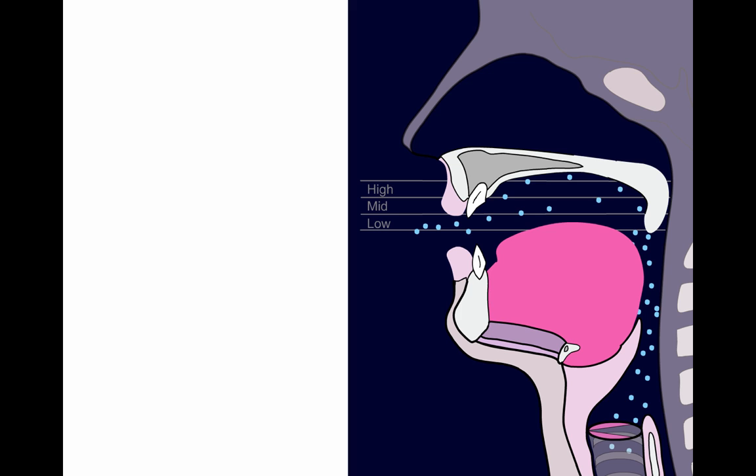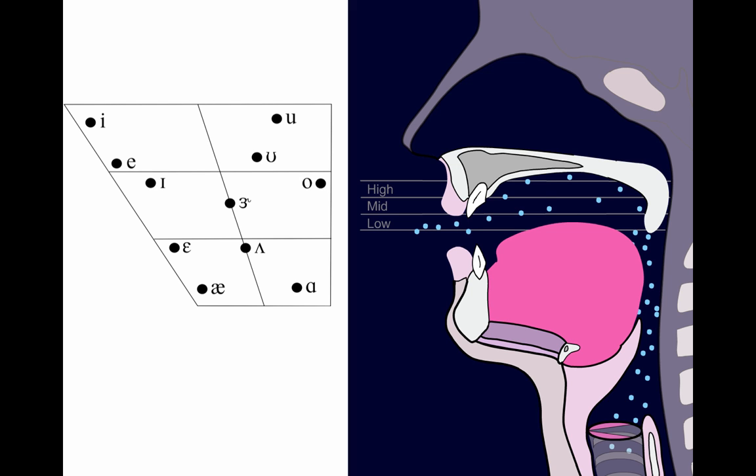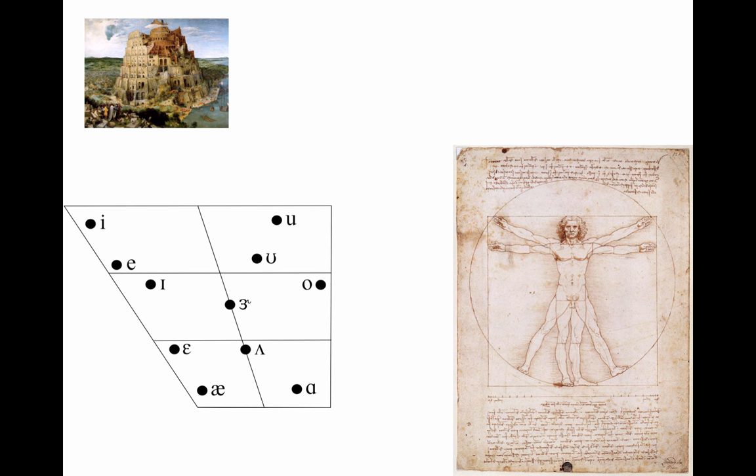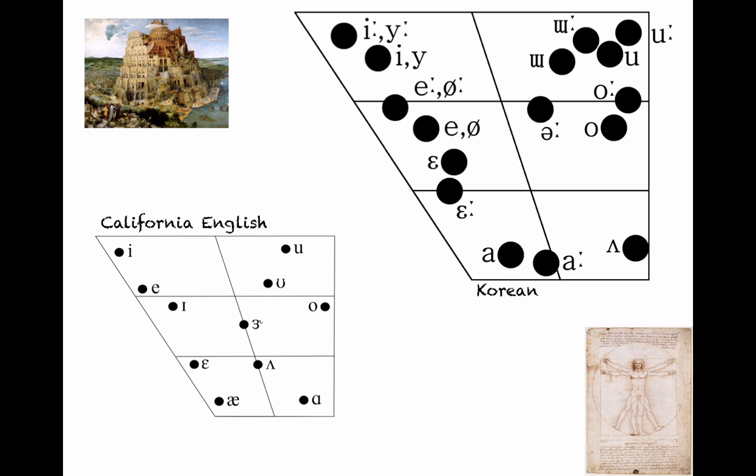But, of course, there are more vowels than just that. When you read about vowels, you will often see a vowel chart. These vowel charts illustrate the place of the tongue in the mouth when producing a vowel. Now, by the way, remember that we are interested in how languages are the same and how they differ. This chart here represents the vowels of California English. And this chart represents the vowels of Korean.